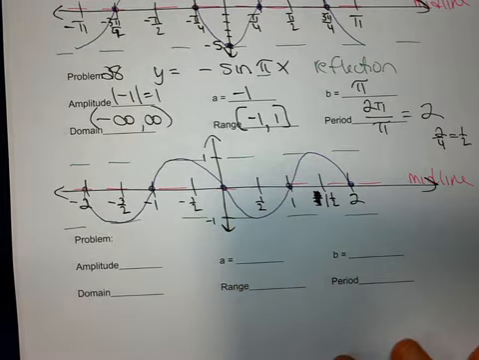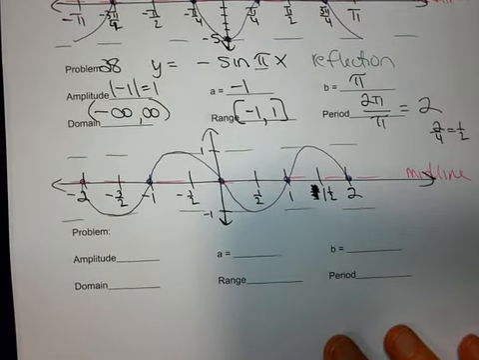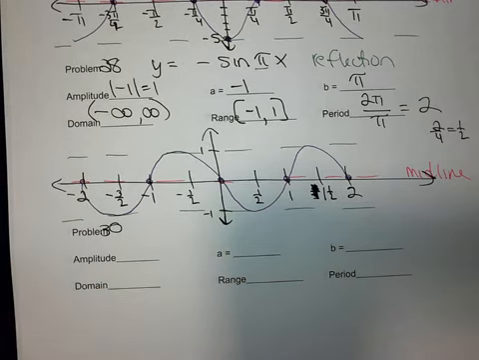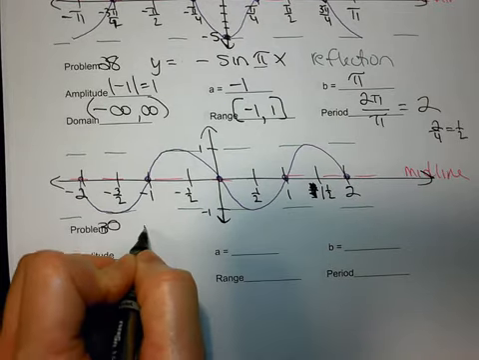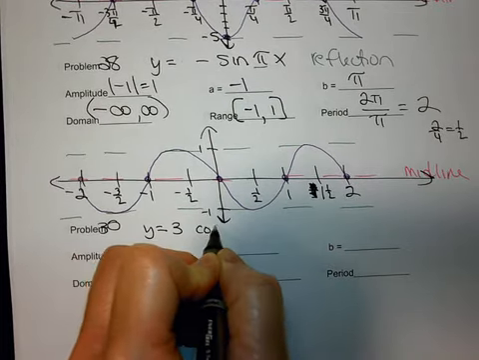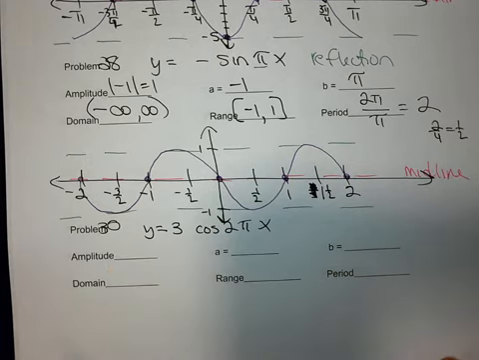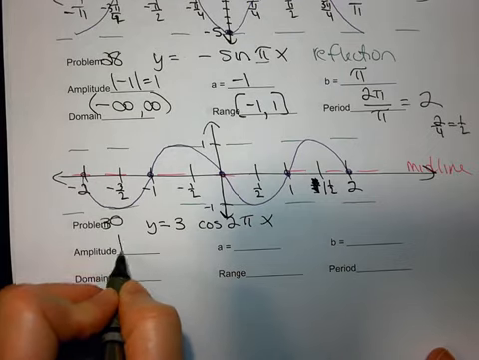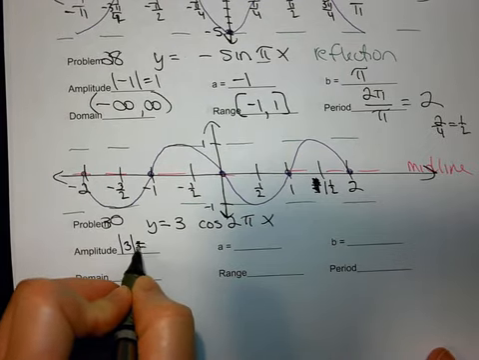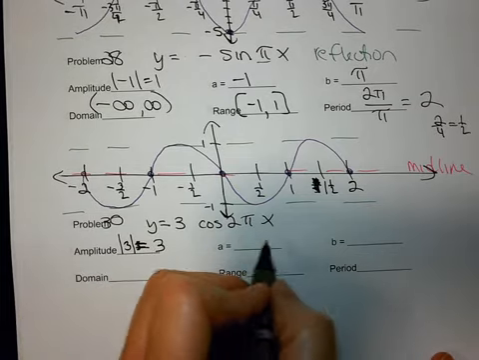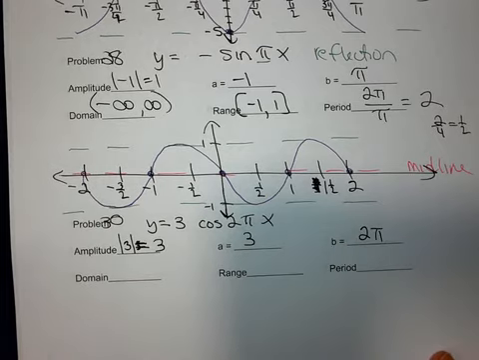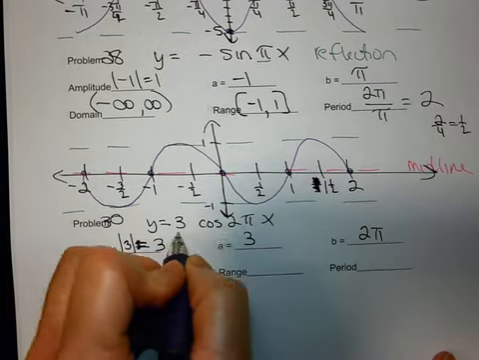Problem 30 is y equals 3 cosine 2 pi x. So there's a lot going on. You have an A value here. This is your B value. So amplitude is the absolute value of 3. So the A value is a 3, and then the B value is actually that whole 2 pi. So remember, this is your A, and that's your B.